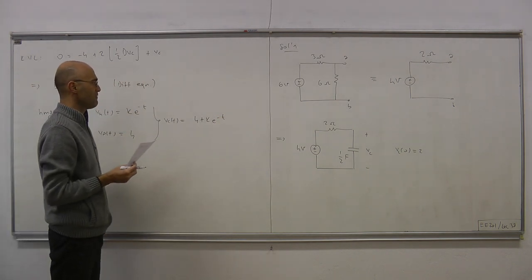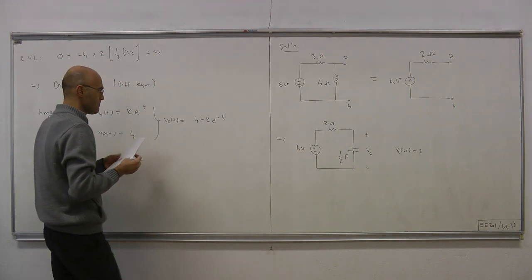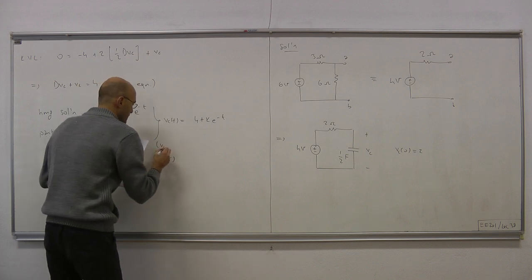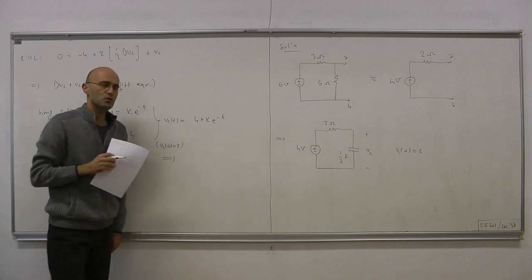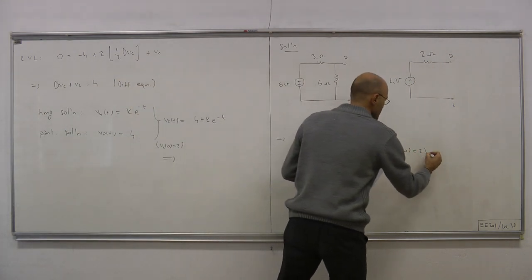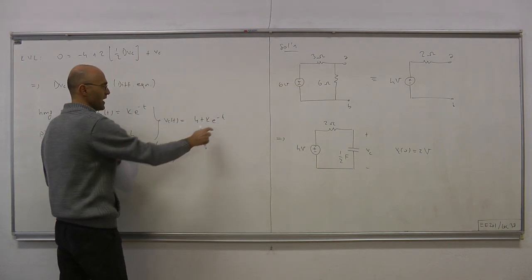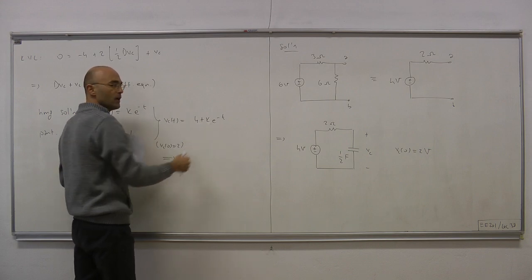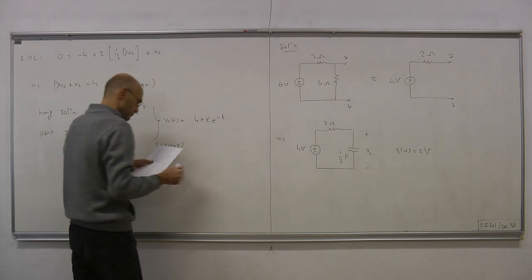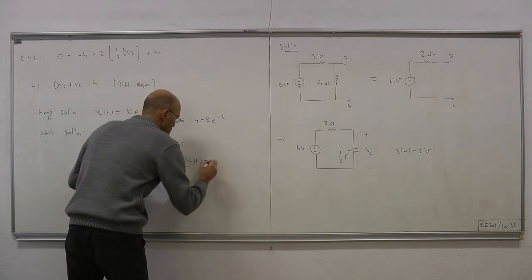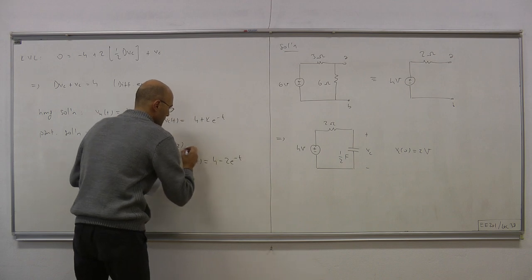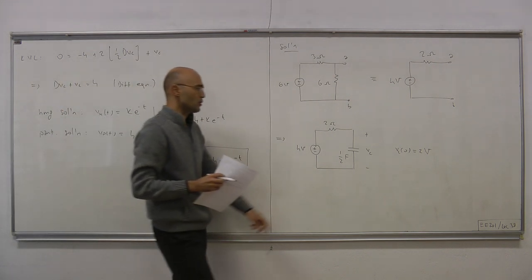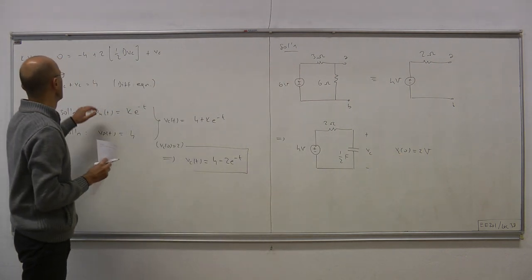And then finally, we have to figure out this K. And we do that by applying the initial condition constraint. Vc(0) equals 2 volts. Plug in t equals 0, this becomes 1, so K plus 4 must equal 2. Therefore, K must equal minus 2. Hence, VCT, the complete solution, is 4 minus 2 e to the minus t. So this is the unique solution that satisfies simultaneously the initial condition constraint and the differential equation.